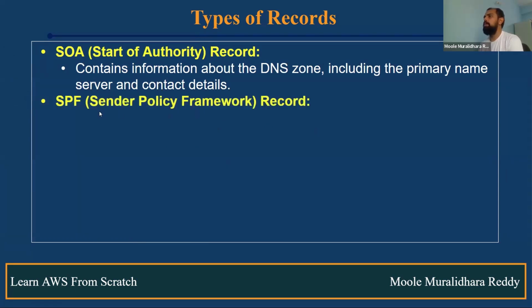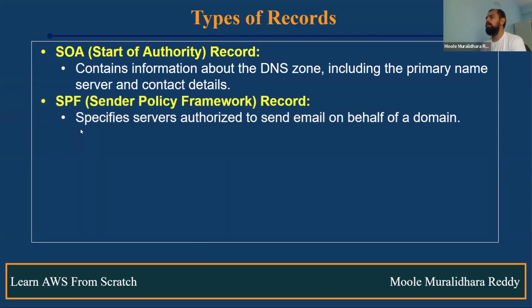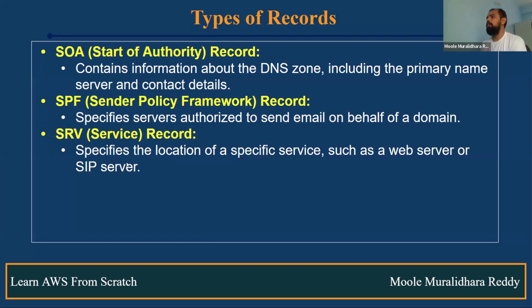And SPF, sender policy framework record. If you want to specify the servers authorized to send email on behalf of a domain, you will use this SPF. SPF will be created in some use cases, but it is very rare. It authorizes mails on behalf of that particular domain. Mail is nothing but your mails. And SRV, service record. If you want to specify the location of a specific service, such as a web server or SIP server, you can use the SRV record, but very rarely will we create this one as well.